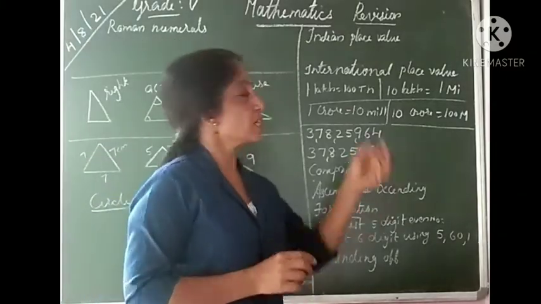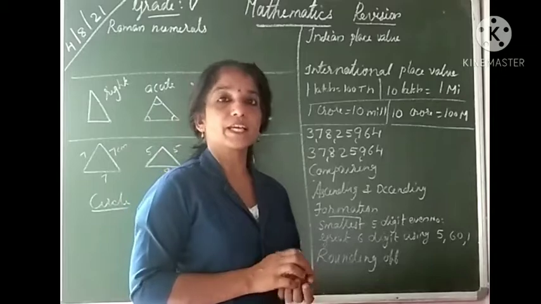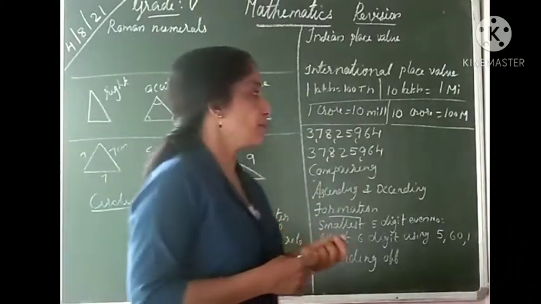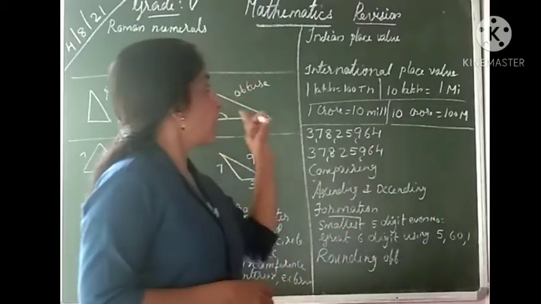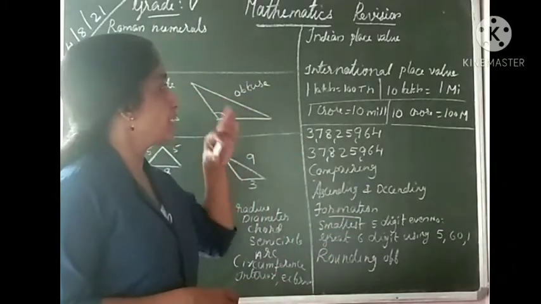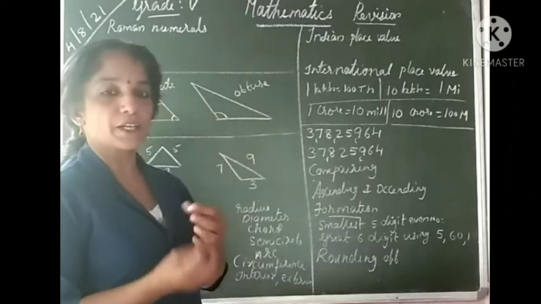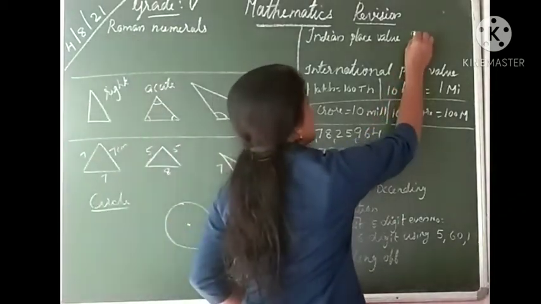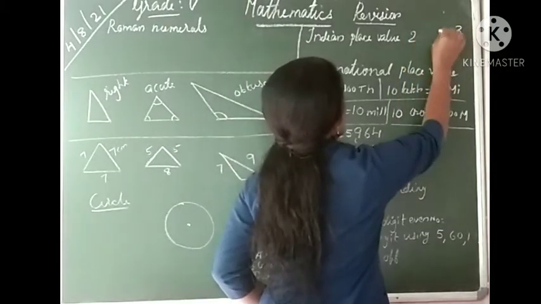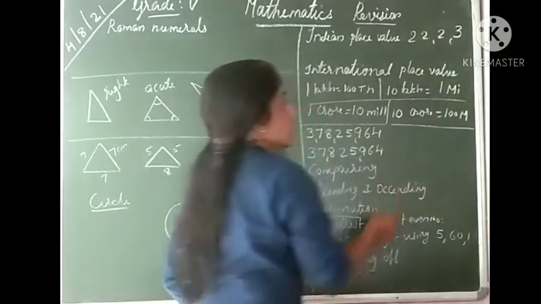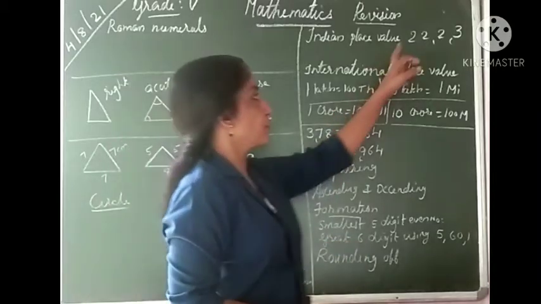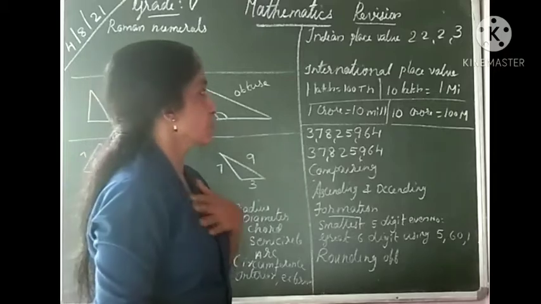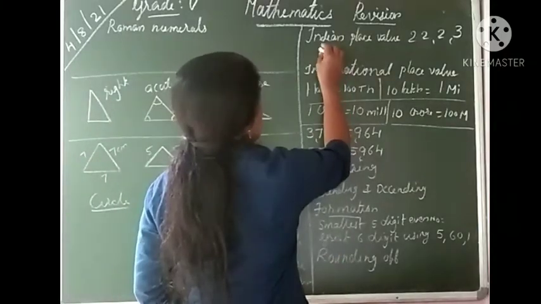Now in the first chapter we study about place value first. Indian place value chart and international place value chart. We know how these Indian and international place value charts are different. In Indian place value chart, the numbers are arranged in the group of 3, 2, 2, etc. That is, we are reading in the form of crore, lakh, thousand, and ones, tens, hundred, etc.